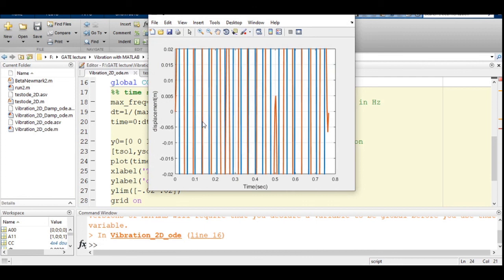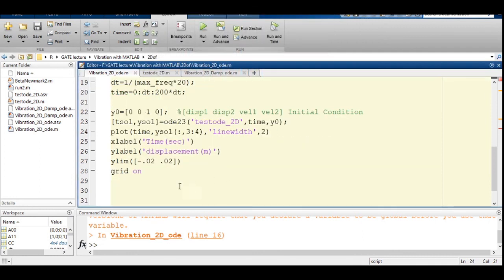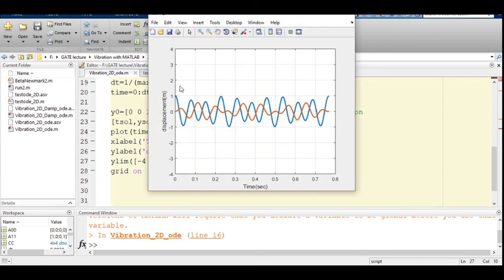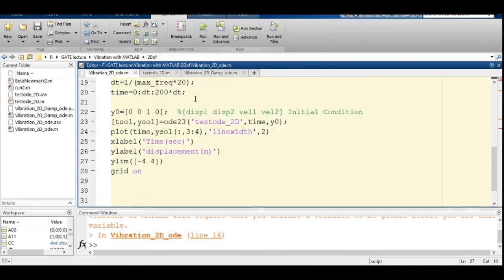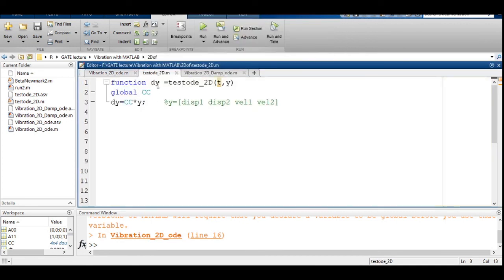Now you see I am not able to see the entire line, and the reason is that I have considered my y displacement limit as minus 0.02 to 0.01, but I have already given a velocity of 1. So what I can do is change this limit. Let's change this limit to minus 4 to 4. Again I will run the code, and this is the response. You can see the blue line is now starting from 1 because this is the velocity curve, not the displacement curve.